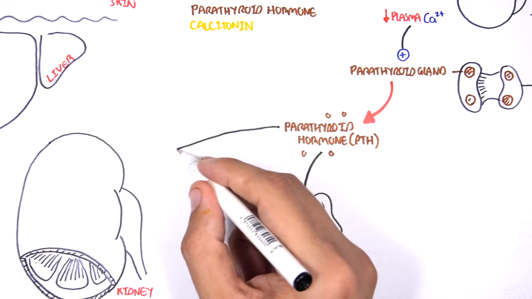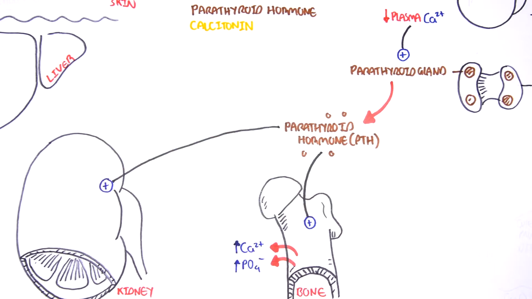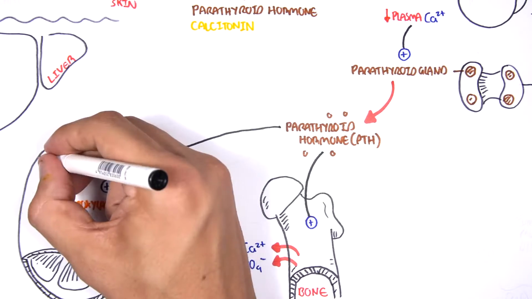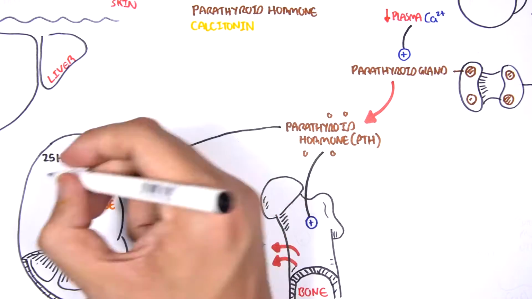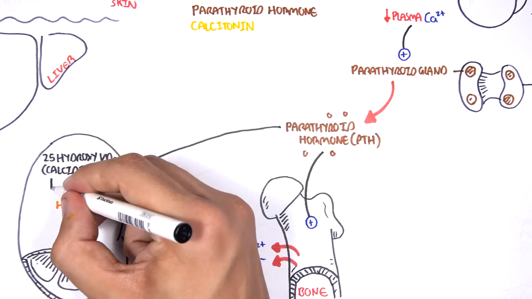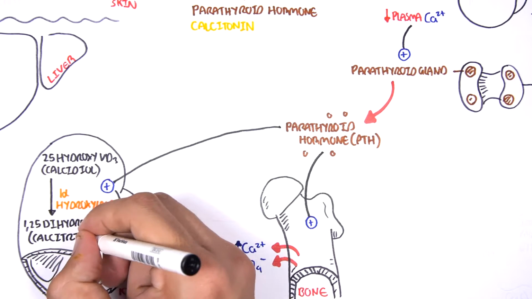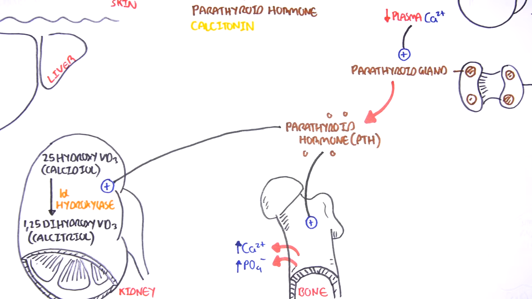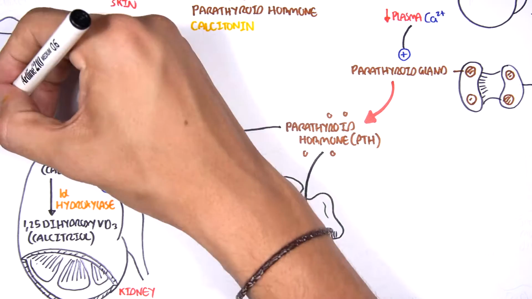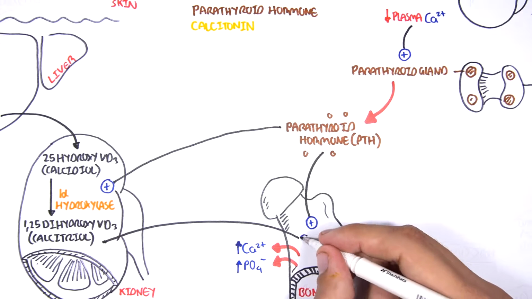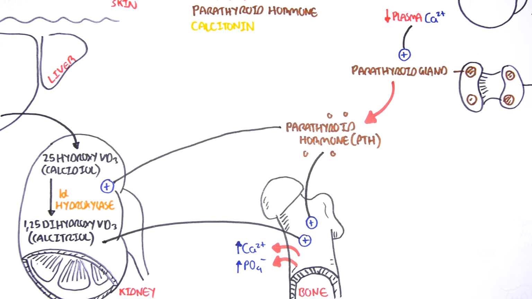The parathyroid hormone also targets the kidneys. It targets an enzyme in the kidneys called 1-alpha hydroxylase. 1-alpha hydroxylase's main function is to activate vitamin D. So what it does is it converts a chemical, 25-hydroxy vitamin D3, also known as calcidiol, to 1,25-dihydroxy vitamin D3, which is calcitriol. So calcitriol is the active form of vitamin D. Calcitriol then targets a few things. Firstly, it stimulates the bone as well to break it down so that we can increase the minerals, calcium and phosphate, in the blood.